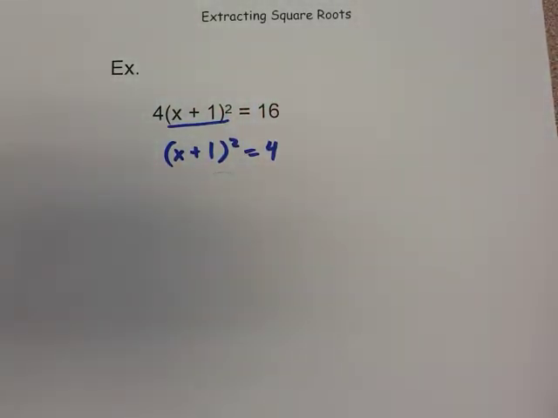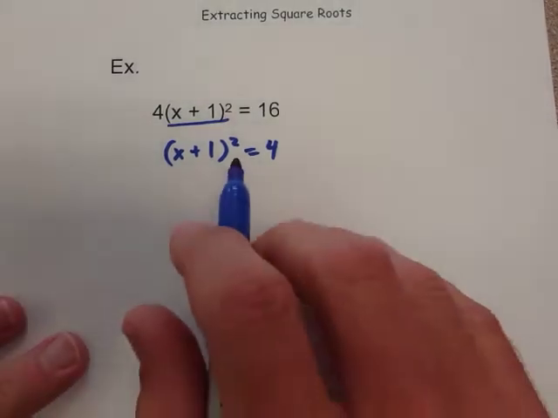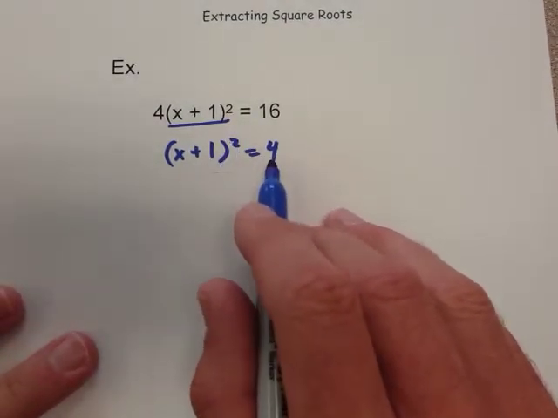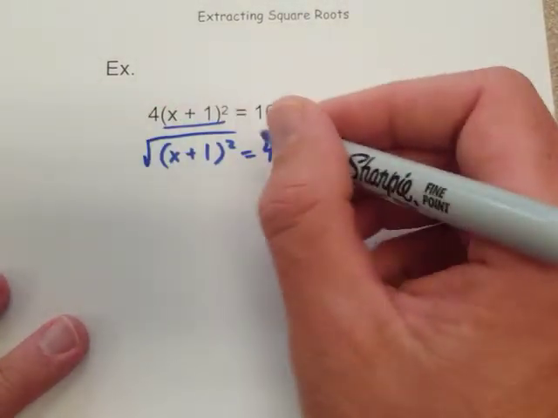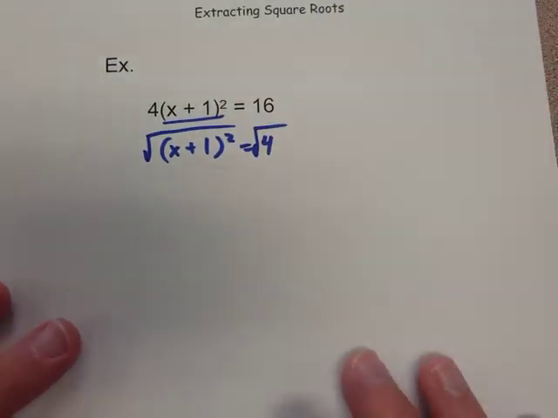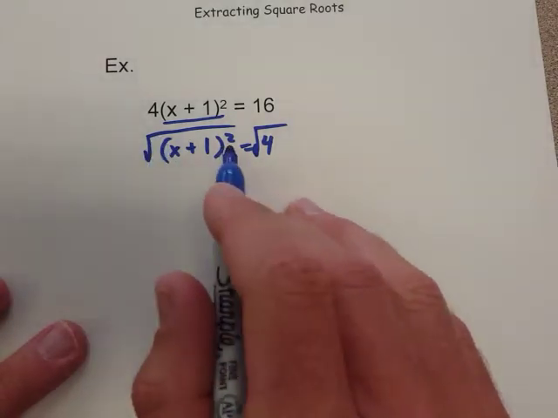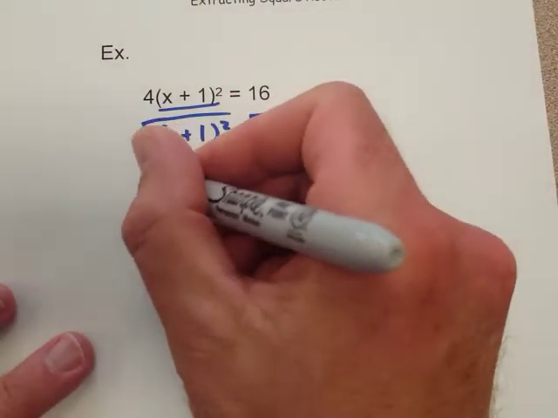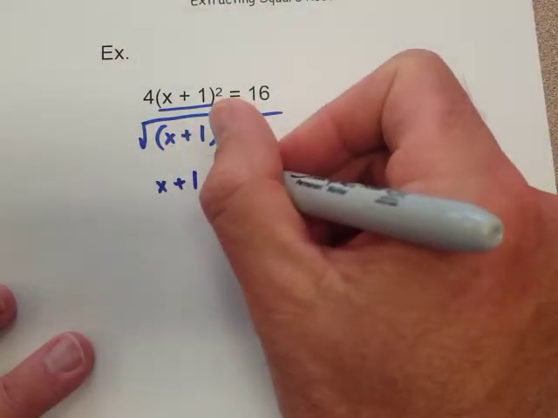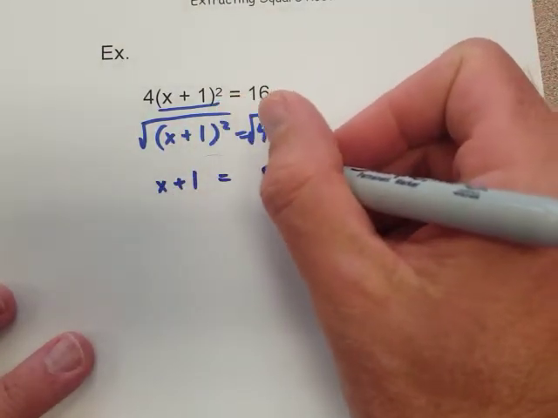Now the part that is the extracting square roots, we notice that we have a square here. This side's a perfect square. So if we take the square root of both sides, that's going to help us in our process of solving this equation. The square root of a square, those two just undo each other, and so we're left with x plus 1. On the other side, the square root of 4 is 2.